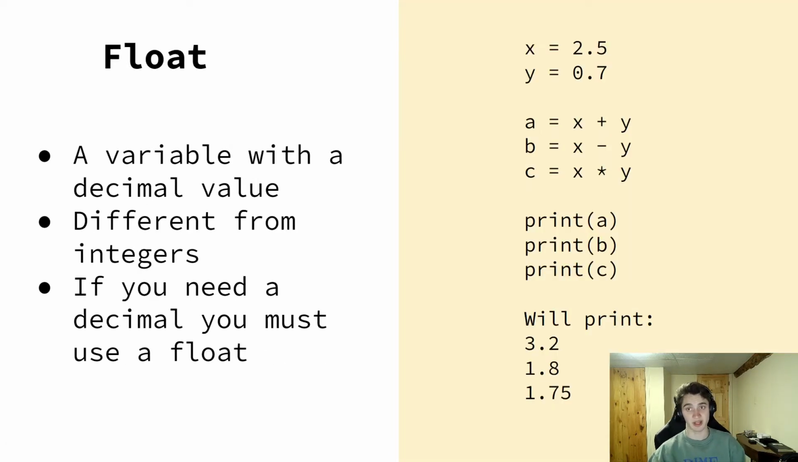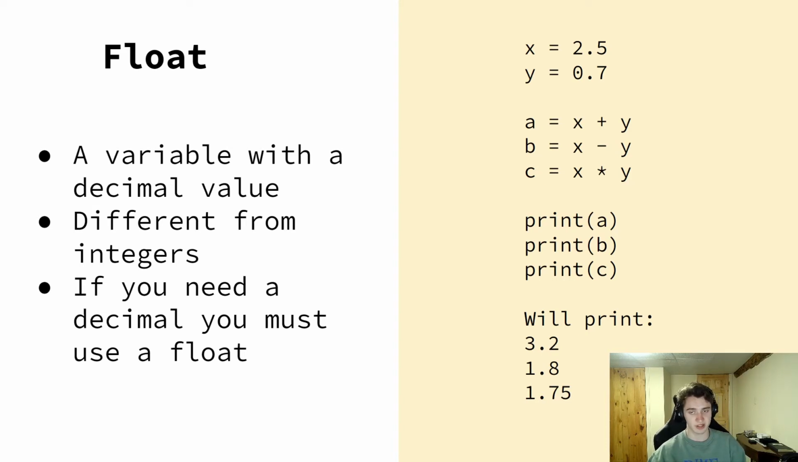So I know you were worried, how are we going to represent decimal values in our code, because the integer only works with whole numbers. Luckily, we have floats for decimals. A float is just a variable with a decimal value. They are different from integers, that's why they have different names, and they're different for reasons that I'm not going to go into in this video. You can look it up on your own time, but it's fairly complicated, and will make this video much too long if I went into explaining it. If you need a decimal, you need a float.